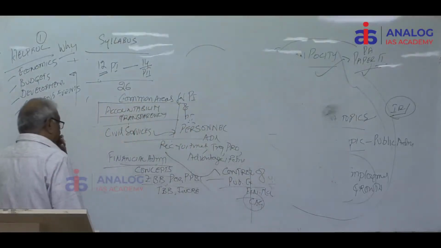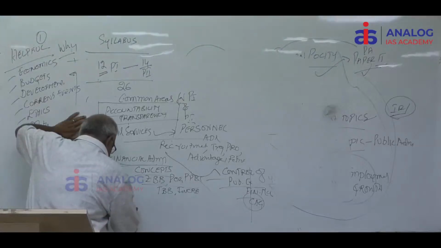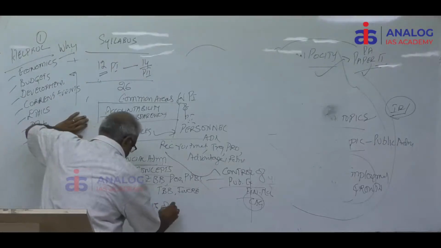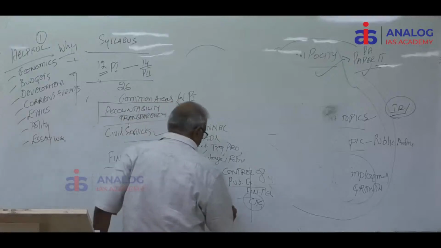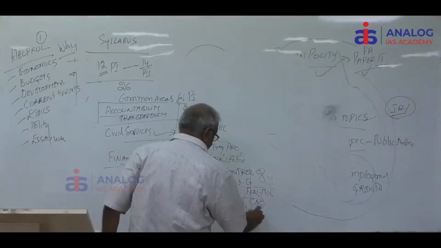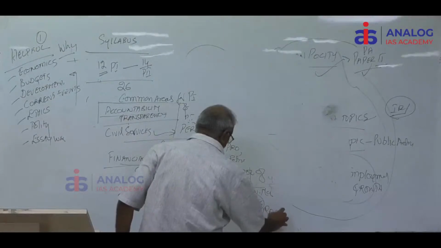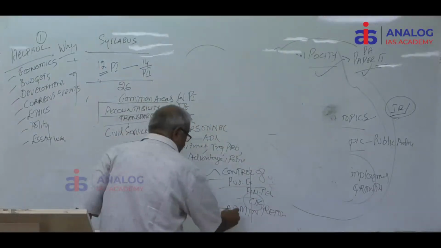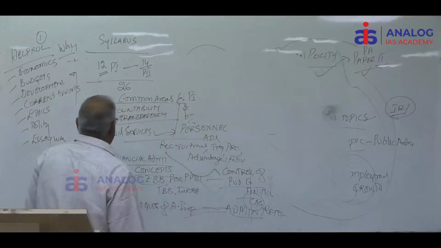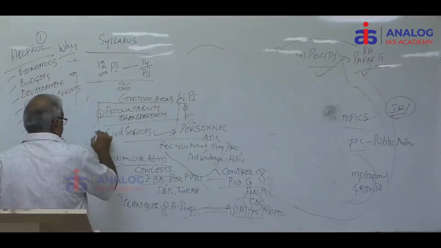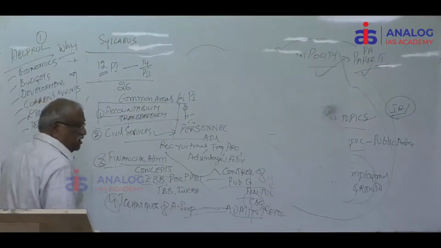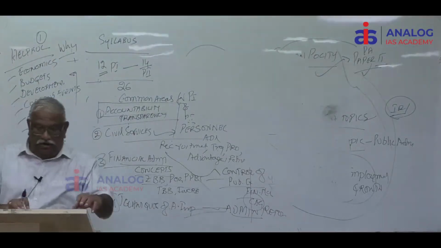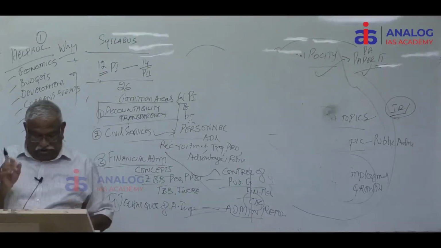Then you have another topic, the techniques of administrative improvement, in paper 1. And in paper 2, you have what is called administrative reforms. Both are the same topic. One is techniques, one is concepts. So how many topics? Accountability is a common topic, civil services is a common topic, financial administration is a common topic, techniques of administrative improvement is a common topic. Already you have got around 3 to 4 topics that are common.